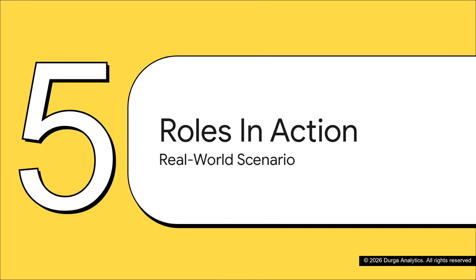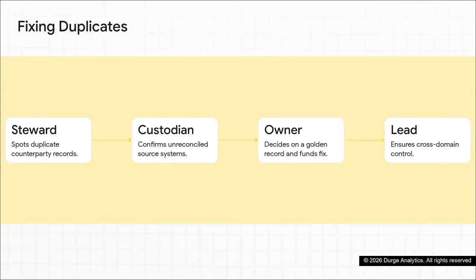All right, Section 5. Let's take all of this great theory and apply it to a real-world, high-stakes scenario so you can see exactly how the gears mesh together. Let's look at a major bank dealing with a critical issue. The bank finds duplicate counterparty records, which is artificially inflating its risk exposure to a single client. Yikes. Here is how the roles perfectly interact to solve it without overstepping.